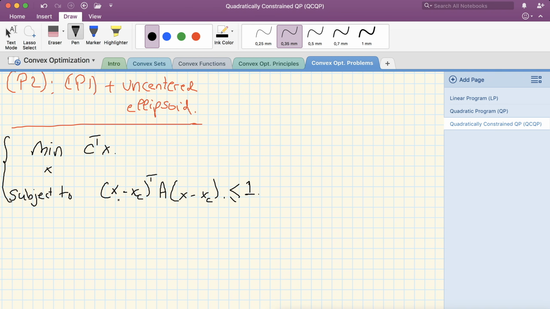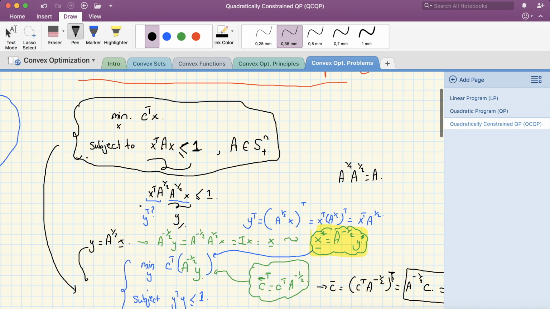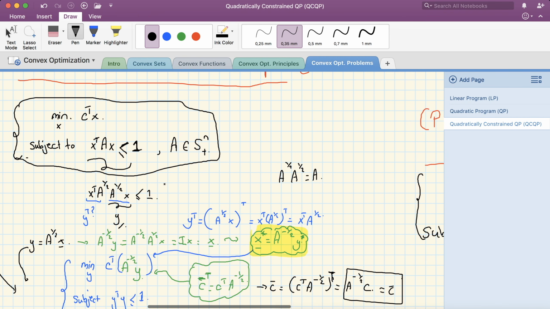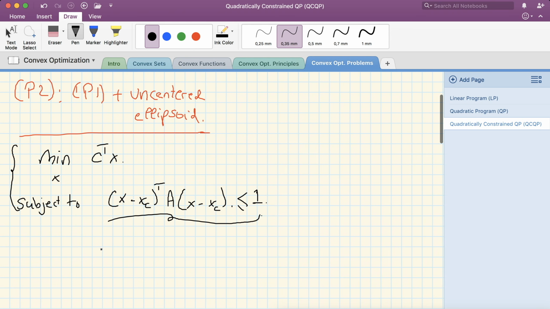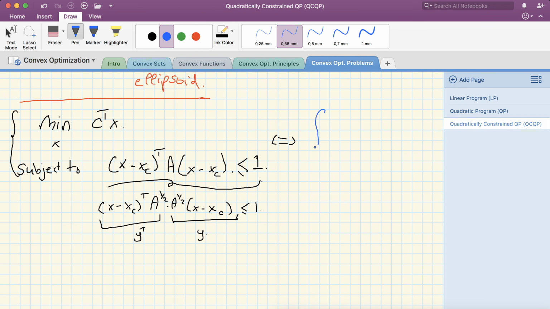So if we note that, the same way as in the previous problem, and the same way we decomposed A into A half times A half, the square root of A, we're going to use the same trick. That is x minus xc transpose A half multiplied by A half times x minus xc less than 1. If you choose this guy to be y, and hence this guy is y transpose, guess what? You get the same problem in y as before. See how important this change of variable is? So minimize with respect to y, c transpose x subject to y transpose y is less than 1.